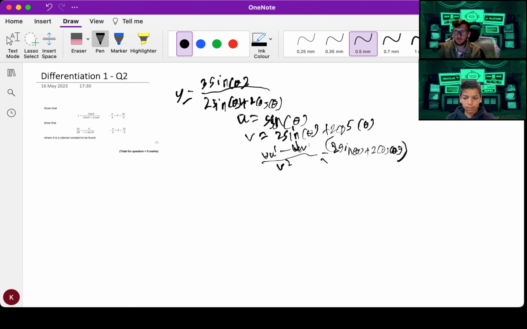So then it's that, and then that times the derivative of u, which is cos of theta, minus sine of theta times the derivative of v, which is 2 cos theta minus 2 sine theta. Yeah, minus 2 sine theta.